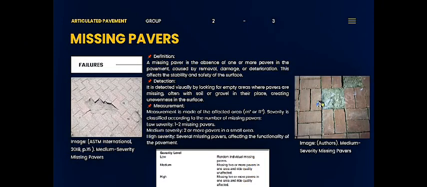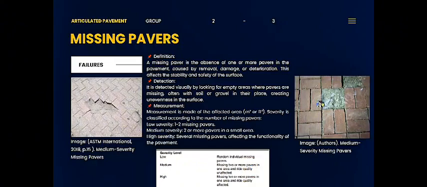Missing pavers. Definition: a missing paver is the absence of one or more pavers in the pavement caused by removal, damage, or deterioration. This affects the stability and safety of the surface. Detection: it is detected visually by looking for empty areas where pavers are missing, often filled with loose gravel in their place, creating unevenness in the surface.